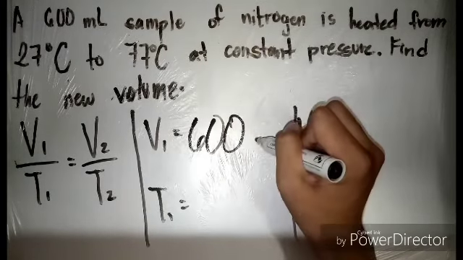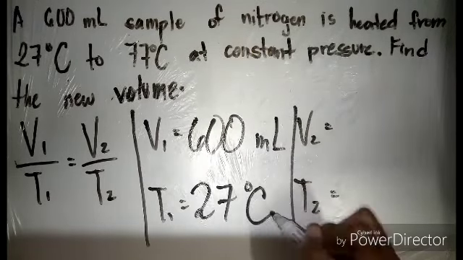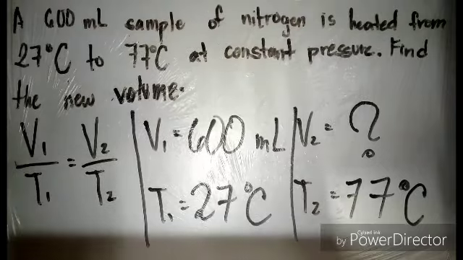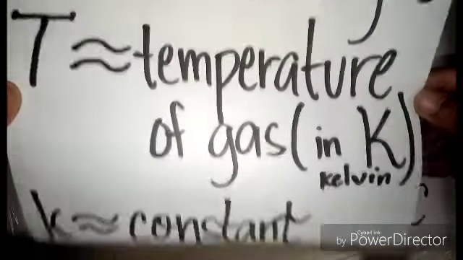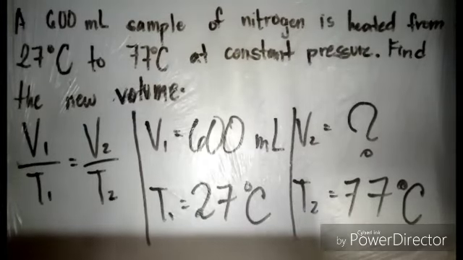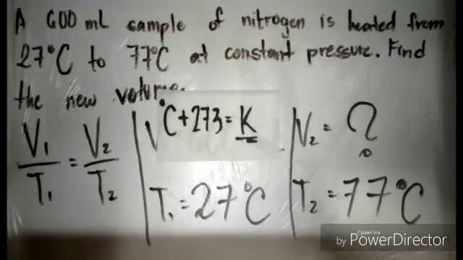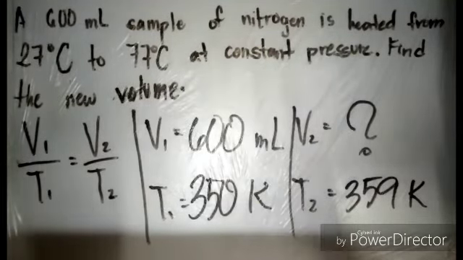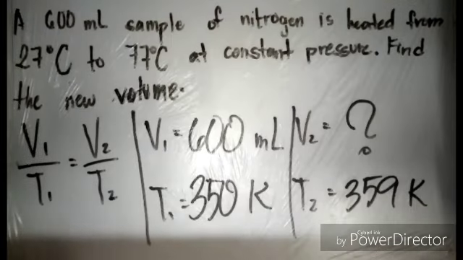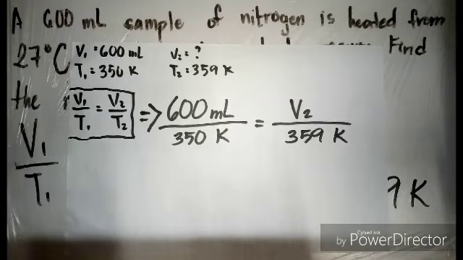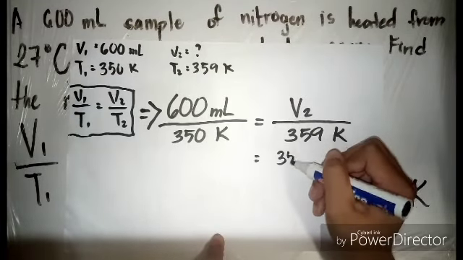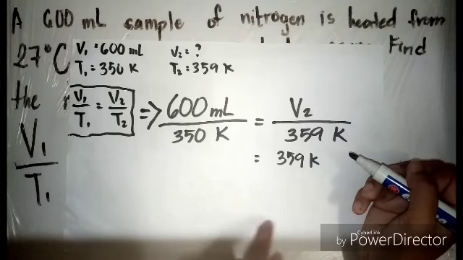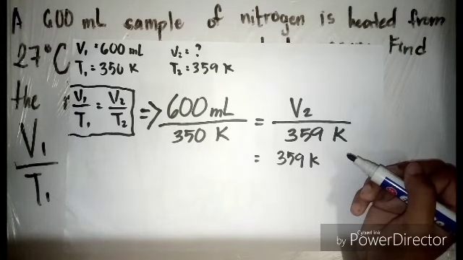Then list all the given values according to the situation. So the first volume is 600 ml and its temperature is 27 degrees Celsius, and we are finding the second volume which has 77 degrees Celsius temperature. Now, the temperature should be in Kelvin, so we should convert it by adding 273. By doing this, we're able to solve the formula. We will get 600 ml divided by 300 Kelvin equals the second volume divided by 350 Kelvin.